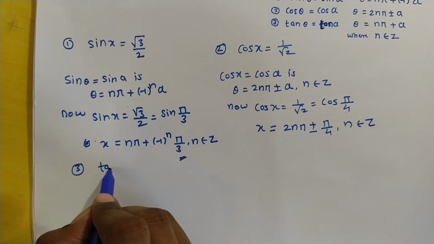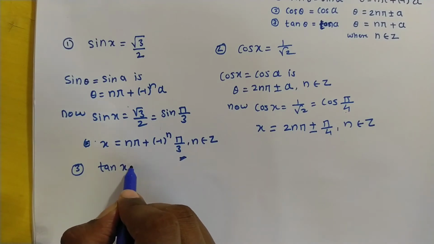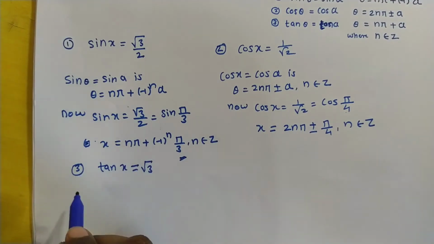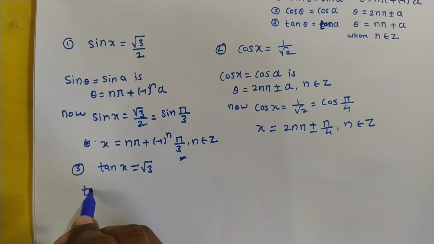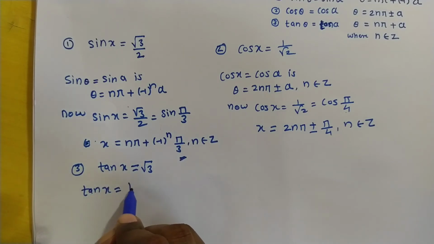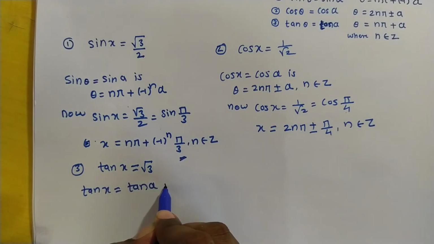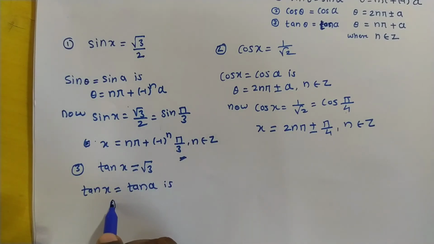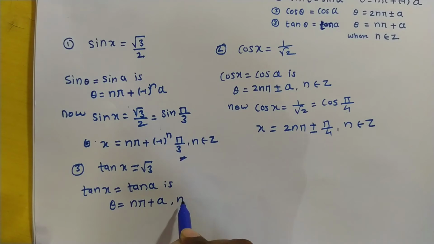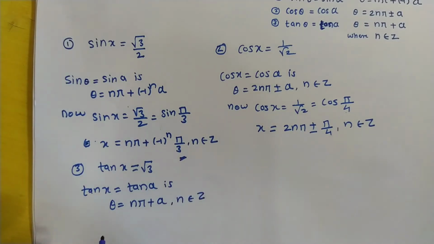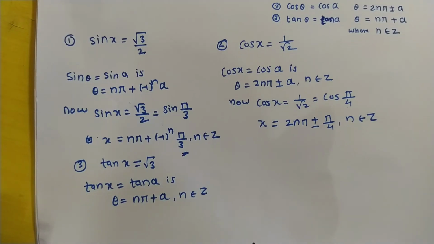Tan x equal to root 3. The general solution of tan x equal to tan alpha is theta equal to n pi plus alpha, where n belongs to the set of integers.